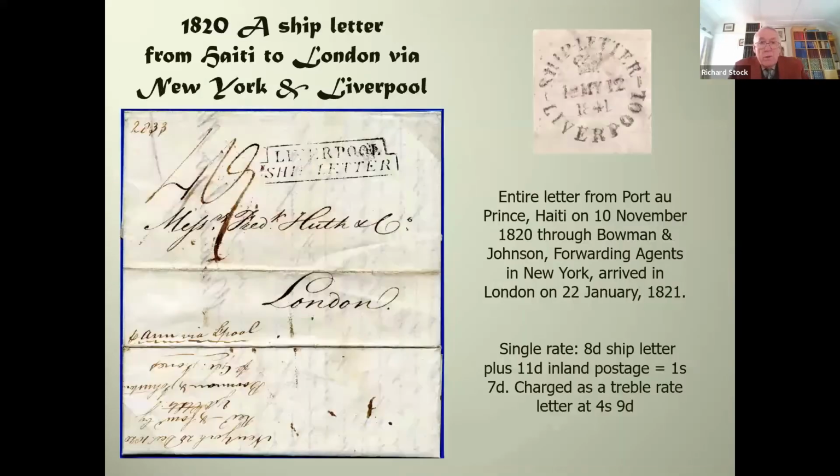The next one was even more expensive, a letter from Haiti to London via New York and Liverpool, and this was charged as a triple rate letter at 4 shillings and 9 pence. Now, in today's money, that would be a considerable sum, and I think all these developments contributed to the vast change in postal reform in the early 1840s.